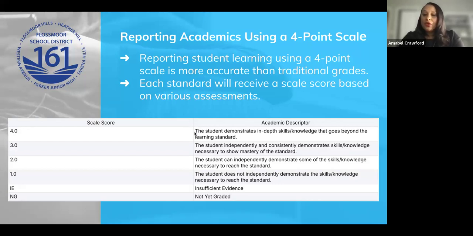So at level 4, it says that students will demonstrate in-depth skills and knowledge that goes beyond the learning standard, down to either insufficient evidence, which would mean that for various reasons, a student may not have been able to complete the work and it needs to be finished up, or the student did not complete the work, and that's where the IE would be. Or if it's a standard that's coming up later and we haven't graded it this quarter, the report card will reflect NG, or not yet graded.